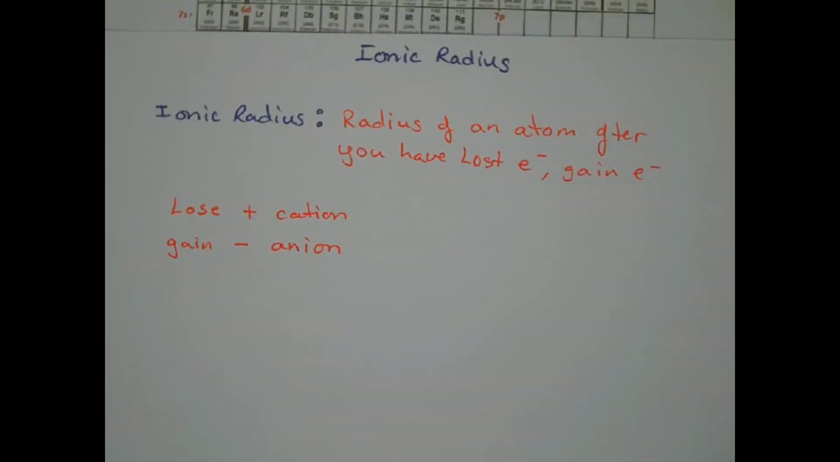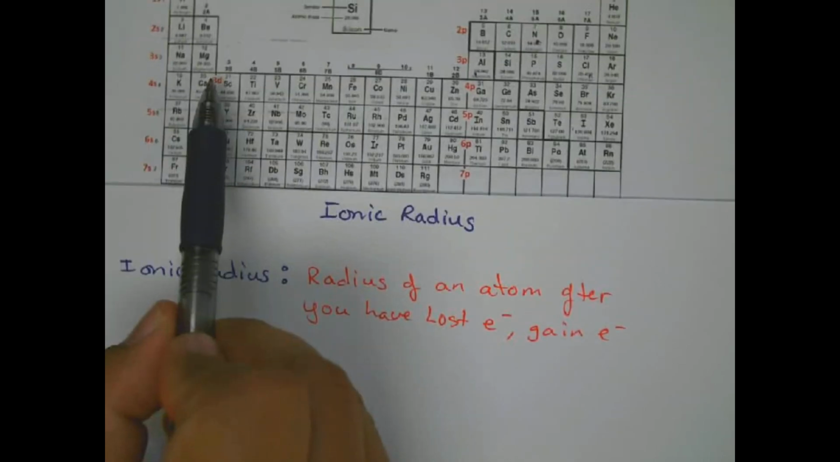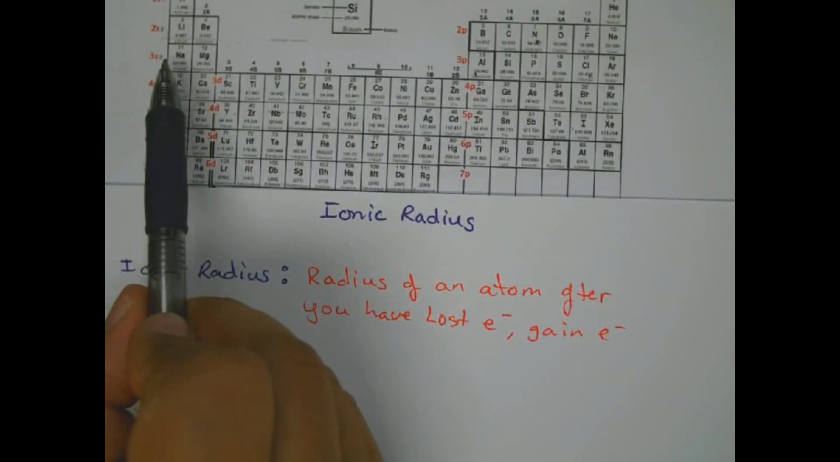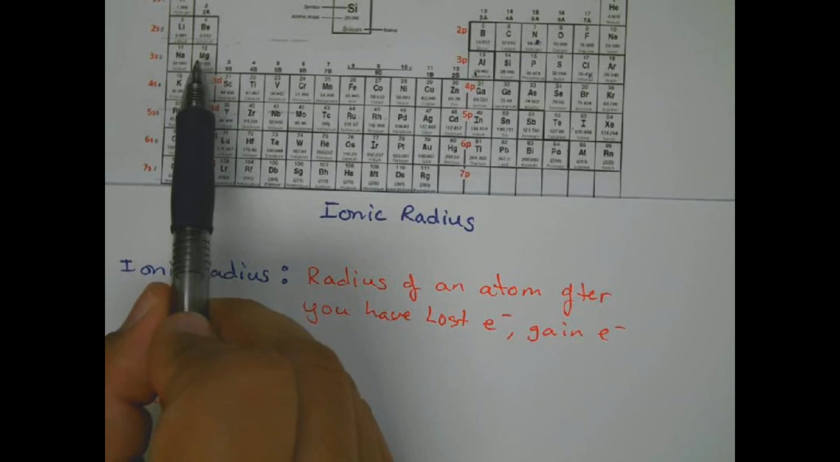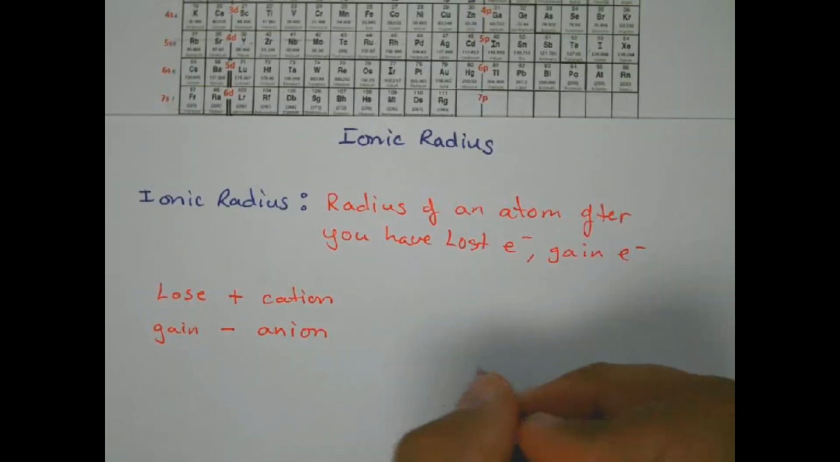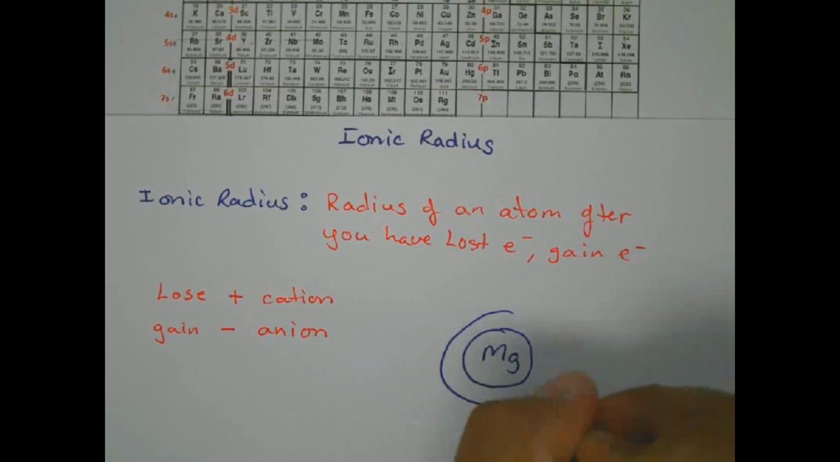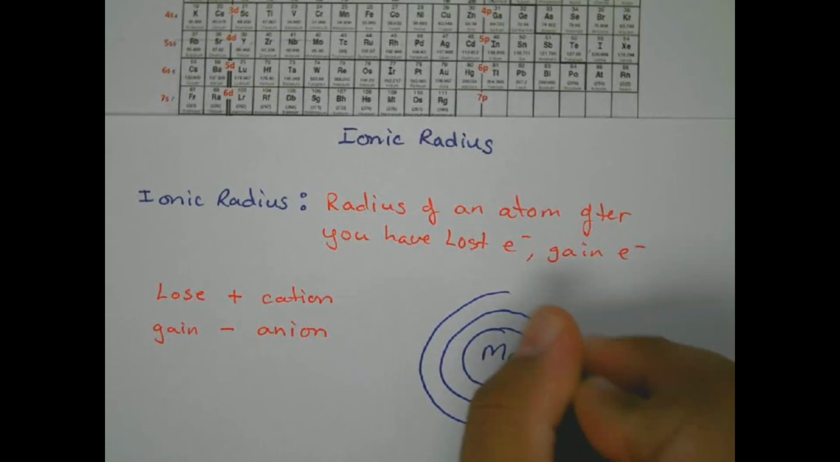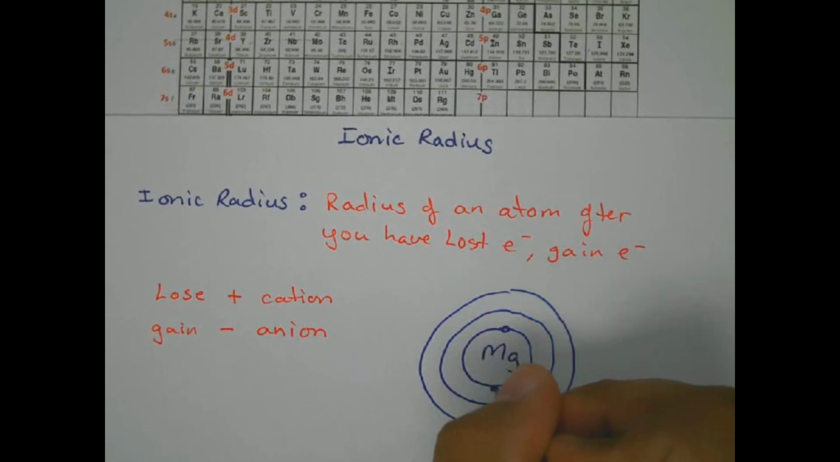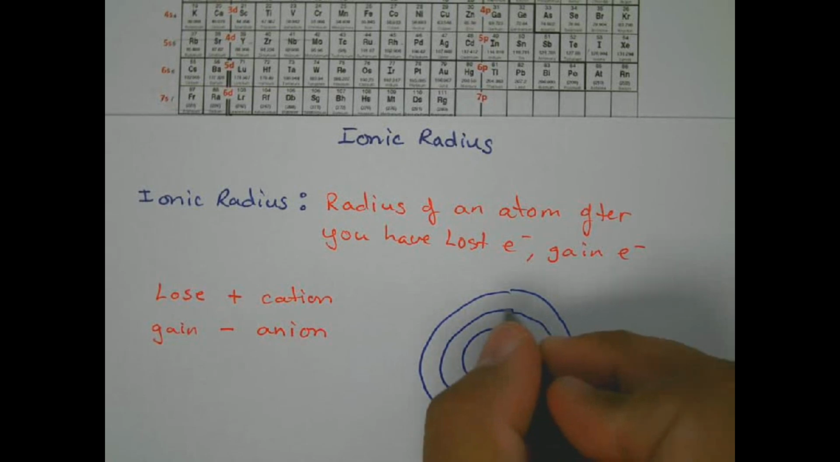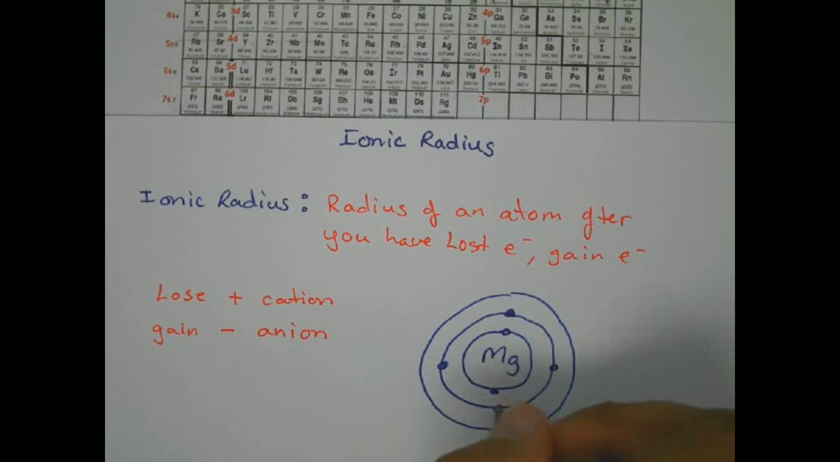Let me give you an example here. Let's say we have magnesium. Magnesium here on the periodic table is on the third energy level, and it has 2 valence electrons. So if I draw magnesium, Mg, with 3 energy levels, 1, 2, 3, and then put in its electrons, the first one has 2, the next one gets 8, and the last one gets 2, for a total of 12.